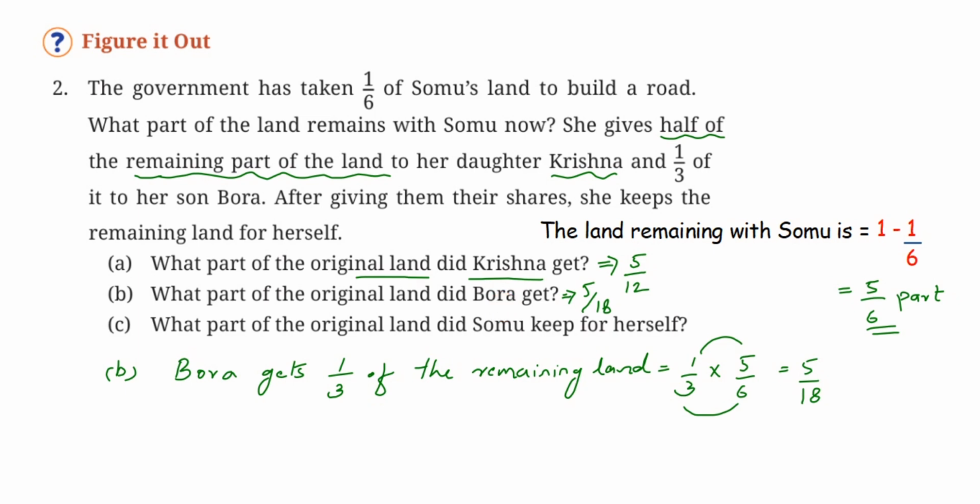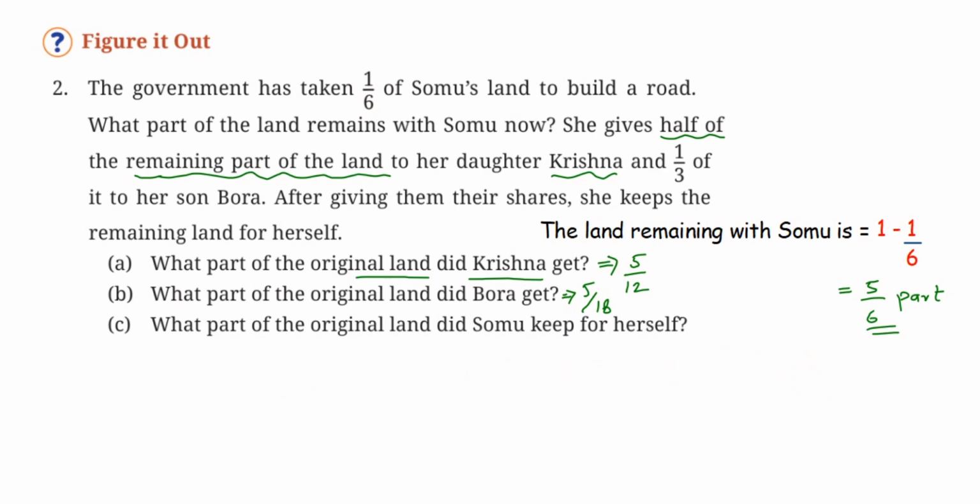She also gave 1/6 of the land to the government. We have to include this too. She gave 5/12 to daughter and 5/18 to son. So we'll add these three fractions. We'll come to know how much part of the land she gave away. Once we know that, we can subtract that from the 1, which is the whole, to get how much land she kept for herself. So first we'll add these three fractions. We'll first find how much she gave away.